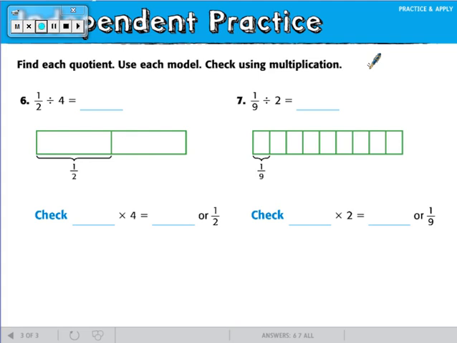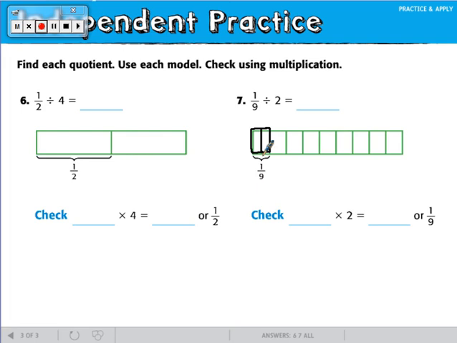All right. Number 7 looks complicated, but it's really not. Okay. I have 1/9 divided by 2. So how many pieces do I need to divide my 1/9 into? They gave me 1/9 right here, right? 2. So how many pieces does this have to be broken into? 2. If I break that into 2 pieces, what do I have to do with the other 8/9? Divided by 2. I have to break them into 2.